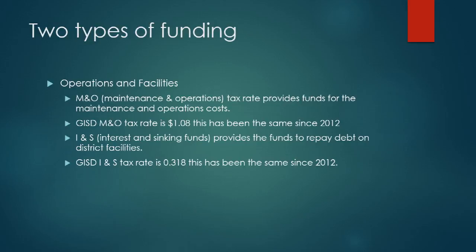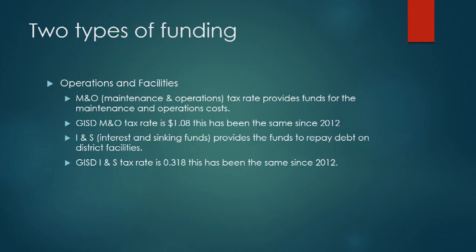Two types of funding are operations and facilities. M&O, which is maintenance and operations, tax rate provides funds for the maintenance and operations costs of the district. GISD, Georgetown Independent School District's M&O, maintenance and operations, tax rate is 1.08. This has been the same since 2012, so it hasn't increased or decreased in the past few years.